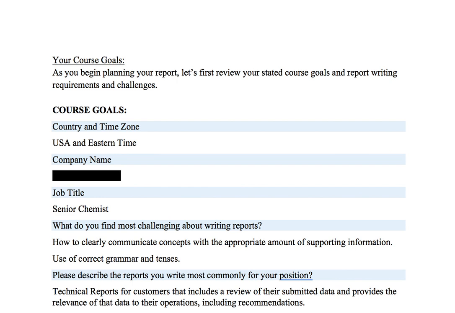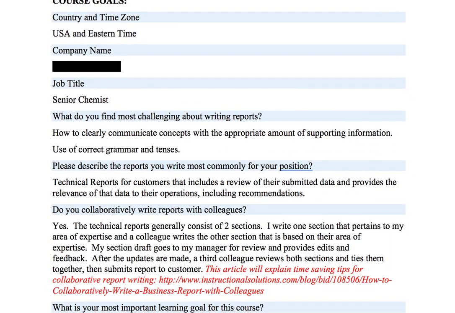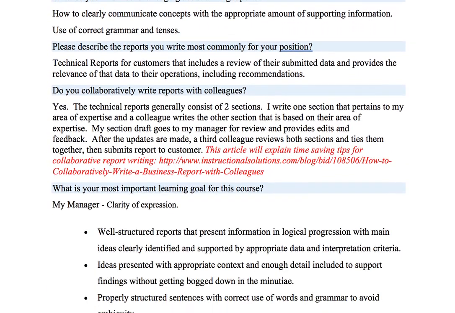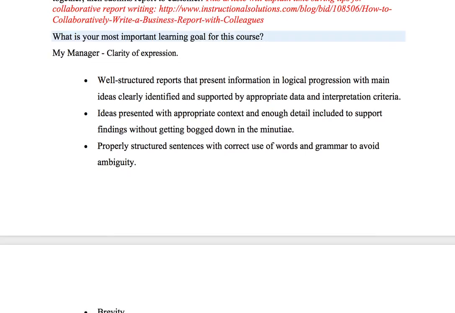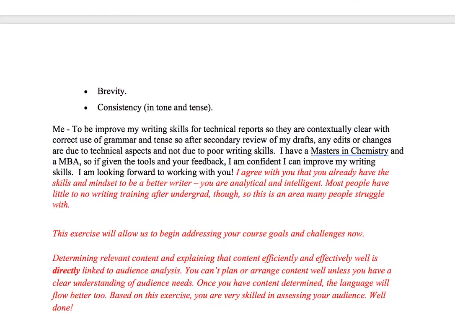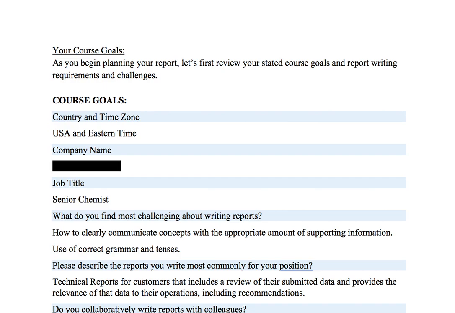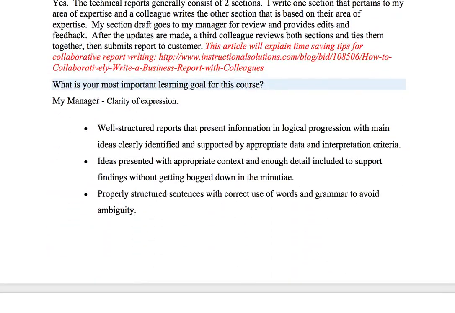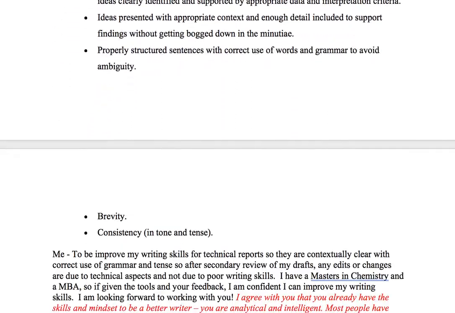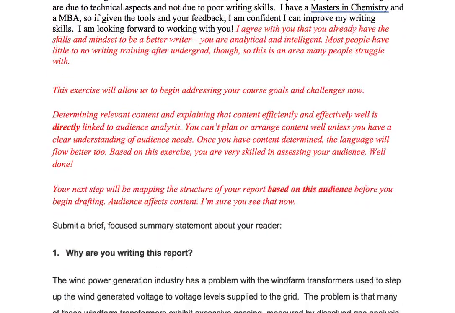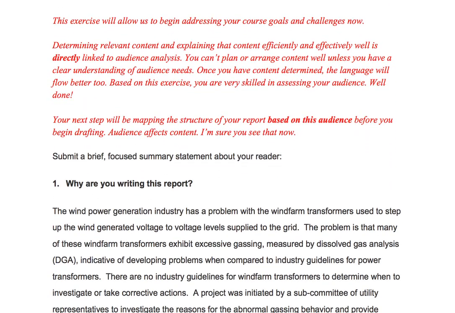And then the very first thing we ask you to do is to analyze your audience for the report that you're going to be writing. And in this case, this person has submitted everything, which has been redacted, of course, in what I'm showing you. He submitted his specific course goals, which he did a very nice job on. He was very specific about it. And then we asked him, okay, let's talk about your reader.